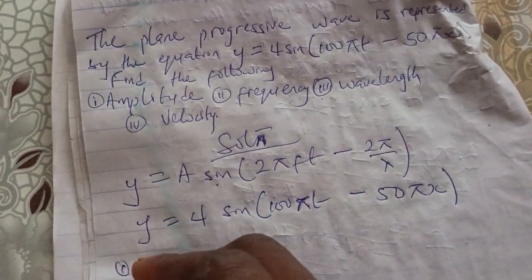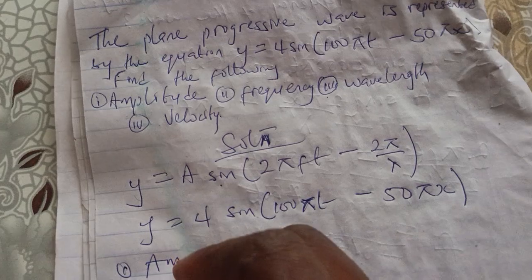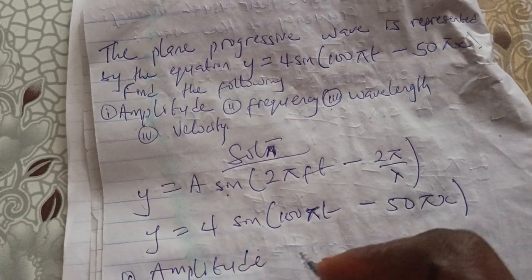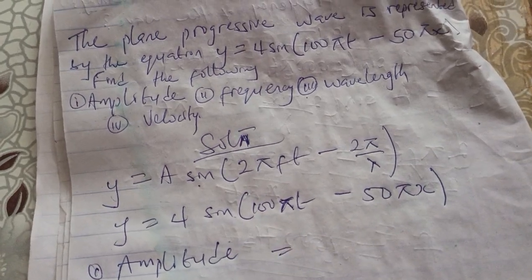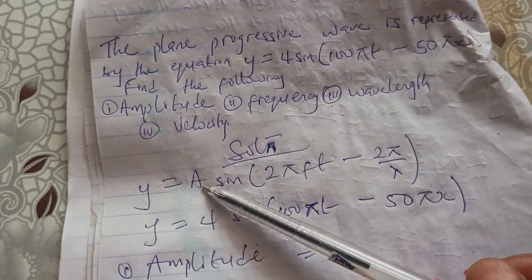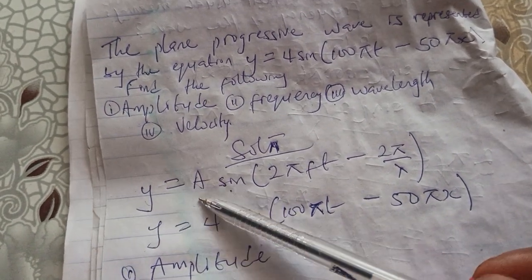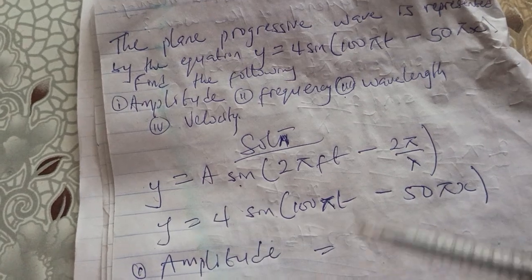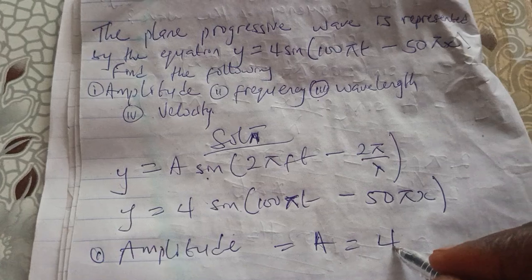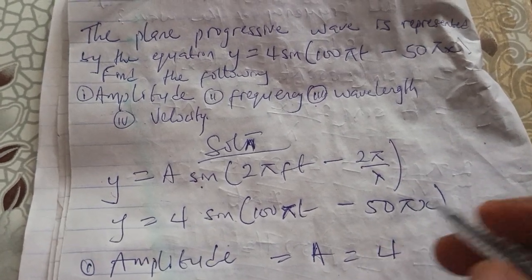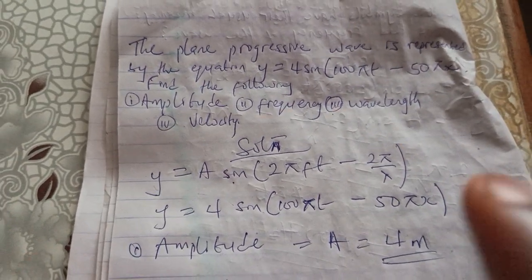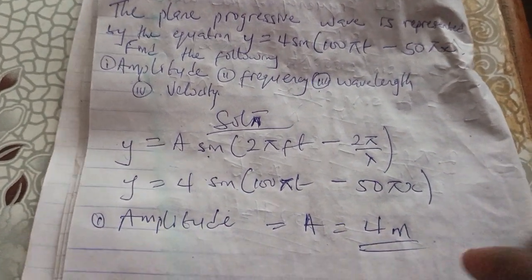Number 1, amplitude. So how will I calculate my amplitude? A stands for amplitude here, so the value under A here is 4. So my amplitude will be equal to 4 meters. Final. Don't need to stress yourself in this one, right?